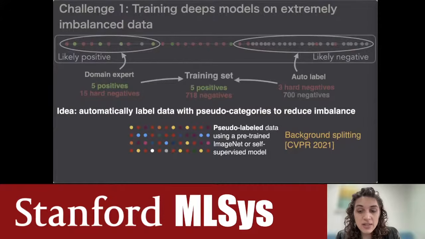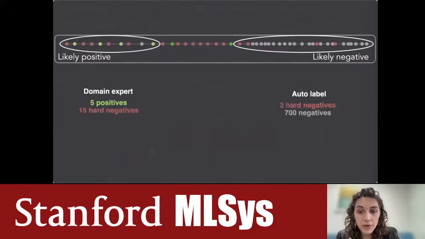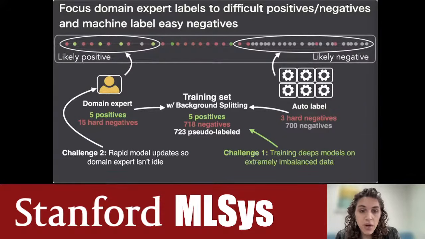And critically, what this means for interactive model development is that we can now save the domain expert time by letting us make use of large amounts of automatically labeled negative data instead of asking for more human labels that might be more precise. So now that we can actually train models on imbalanced data sets, we now have to figure out how do we actually make model updates quick so that the domain expert is always working on the hardest examples for the current model.